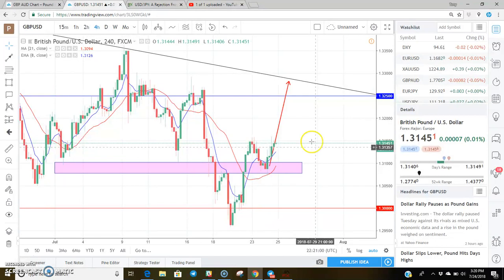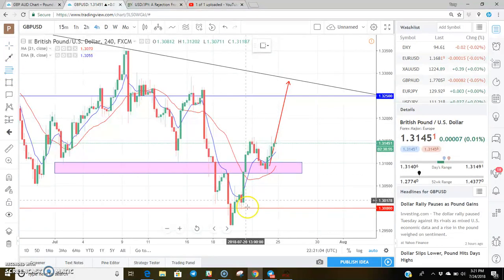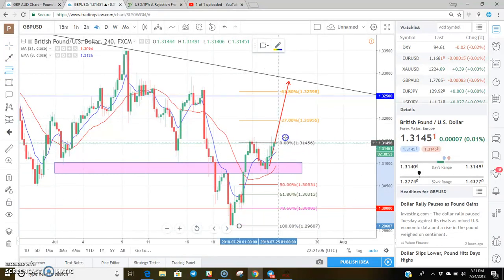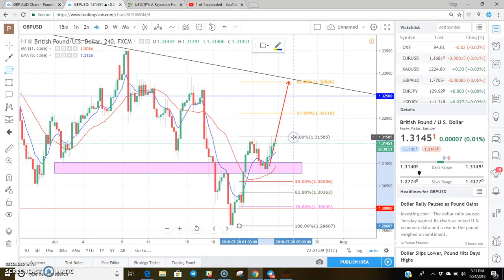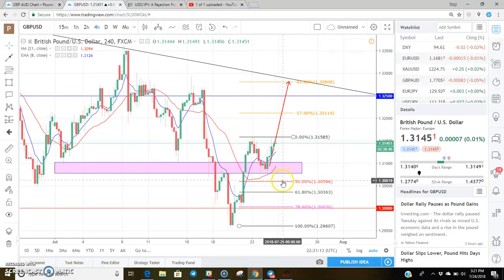Now, I did throw in a little fib as well from that low to that high, and nothing. Price never did come back down to the 50%. It did retest that high that it broke, so a little resistance now acting as support.